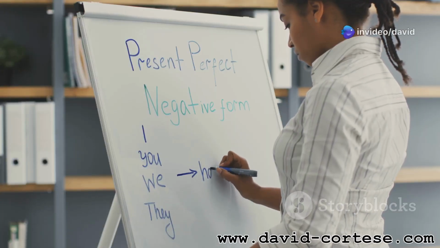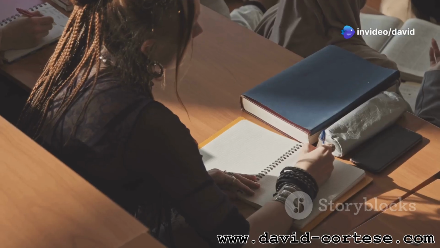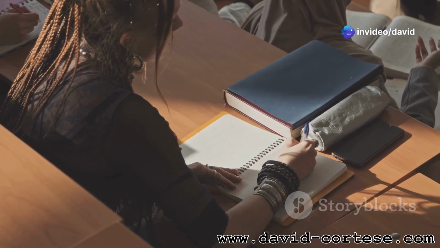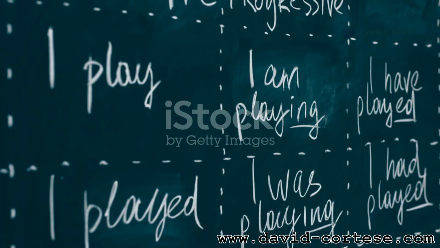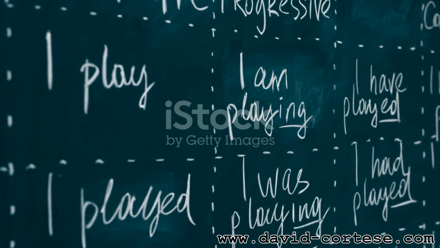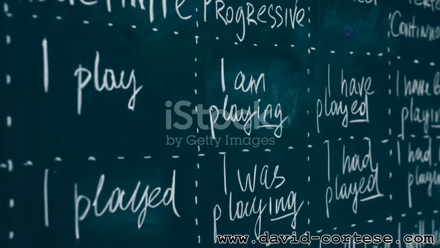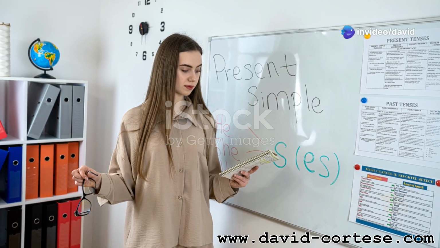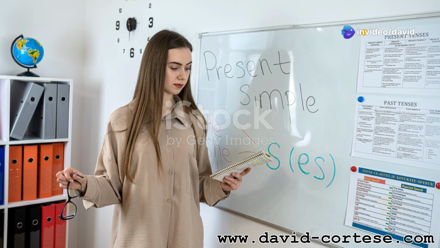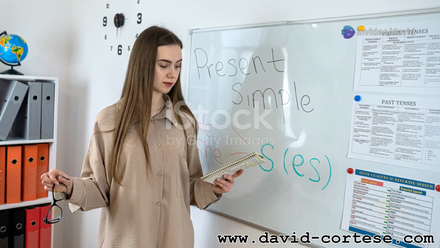First up, we have the past tense. This tense describes actions or states of being that have already happened. The past tense is easily identified by its "ed" ending on regular verbs, such as walked, talked, and played. Next, we have the present tense, which describes actions happening now or things that are generally true.